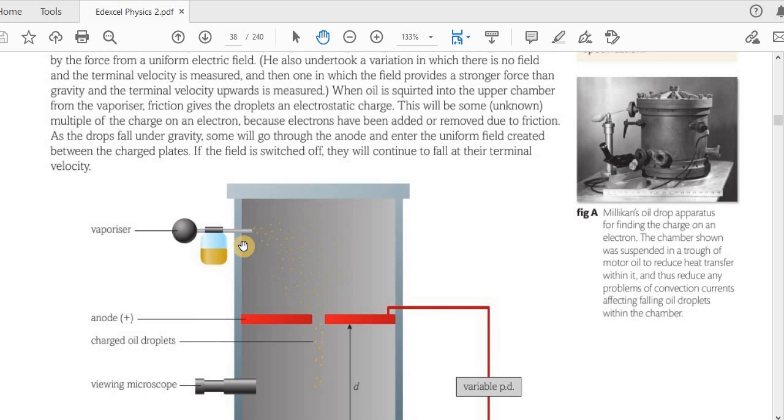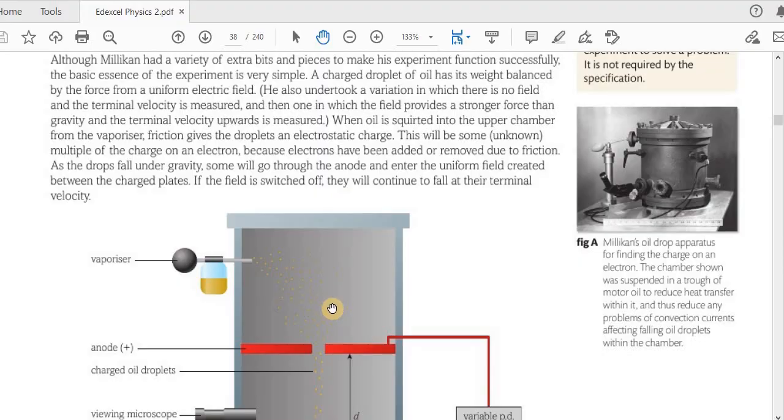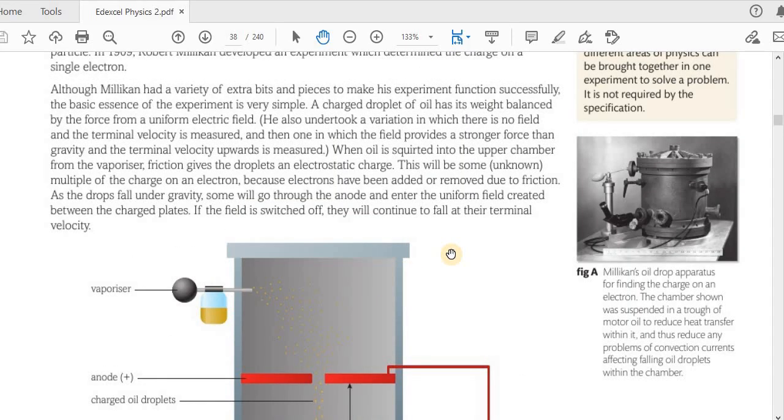We don't have an electron here, we have these oil droplets. So if it has, say, n electrons, then the total negative charge will be n, the number of electrons, times the charge on an electron. That's what is meant by this.